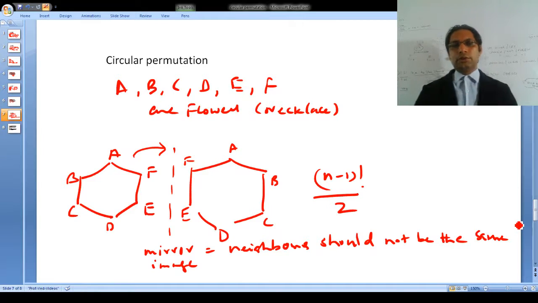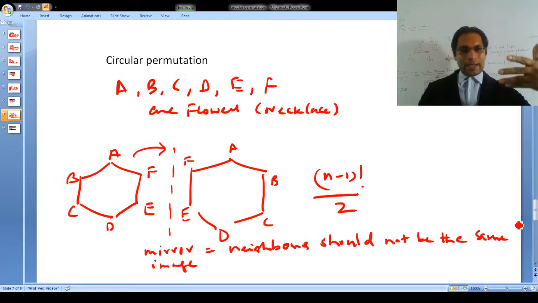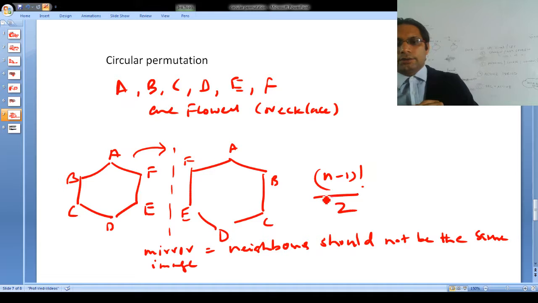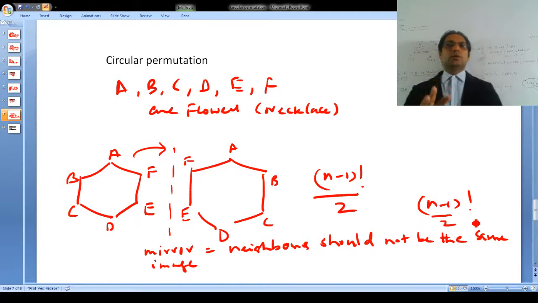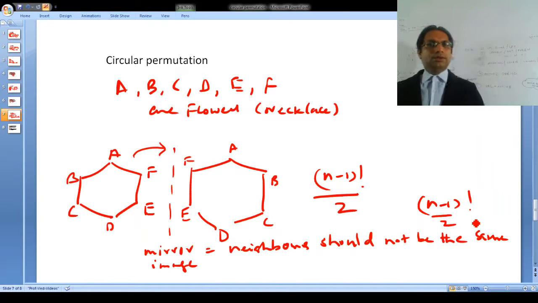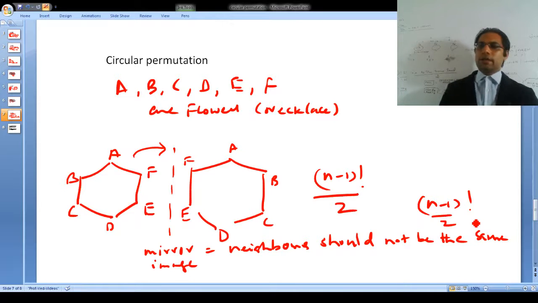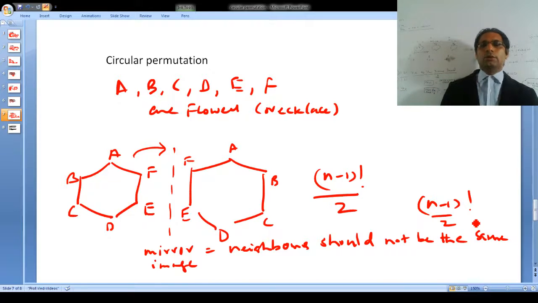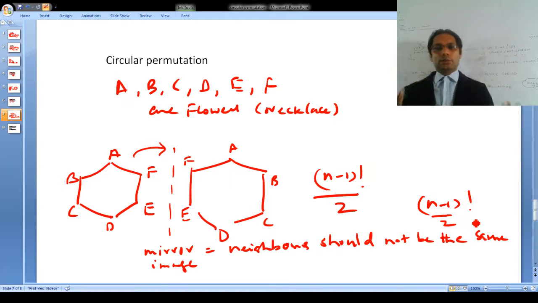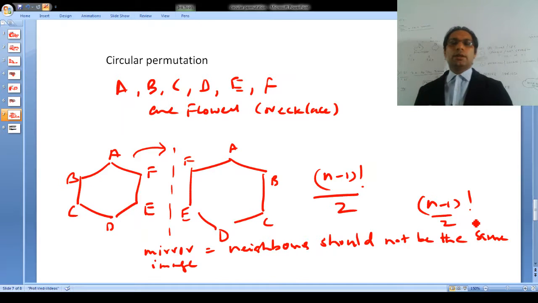So how many such combinations? Half, right? For every combination there will be a mirror image. So we have to divide the result by 2, giving n minus 1 factorial divided by 2. If you can remember this and understand this, you can solve any problem that you are asked in circular permutation. Restrictions will come in circular permutation, but that restriction is the same as in normal permutation. The only thing is how many unique arrangements we are able to make in normal permutation or in circular permutation.